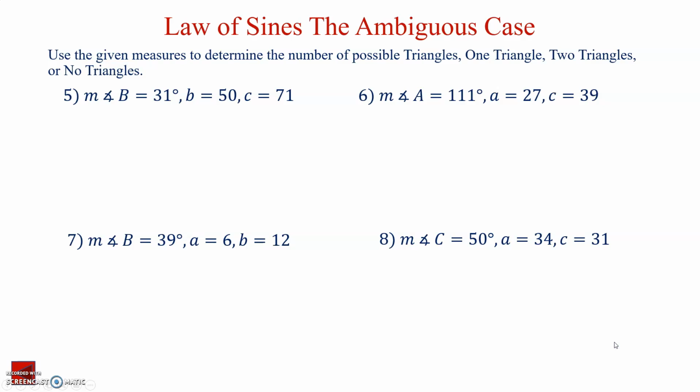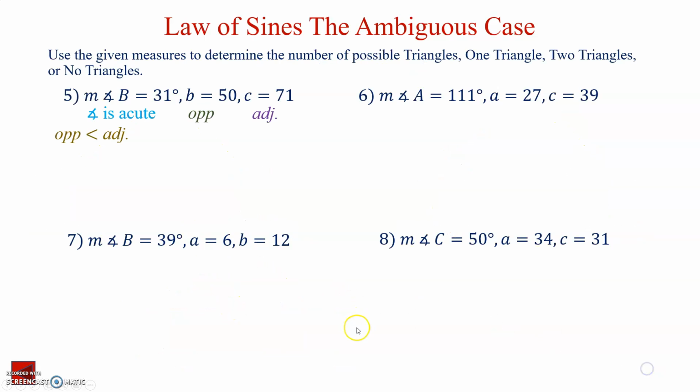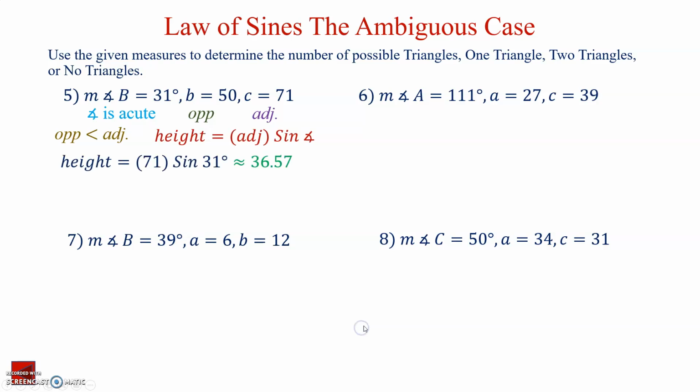A few more problems. The measure of angle B is 31 degrees, which is acute. We've also been given the opposite and the adjacent. The opposite is less than the adjacent, so we must find the height. Then we'll compare the opposite and the height. The height here is 71 times sine 31. The calculator tells us a little over 36. Because our height is less than the opposite, which is also less than the adjacent, that's our two triangles.